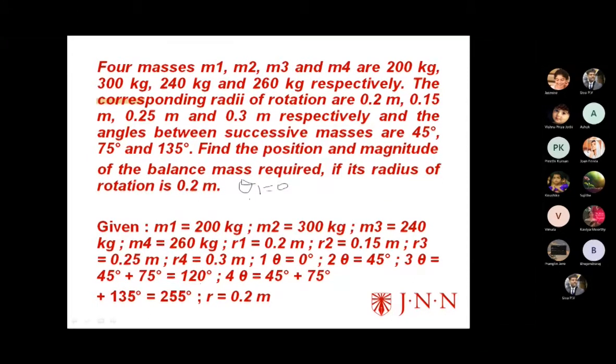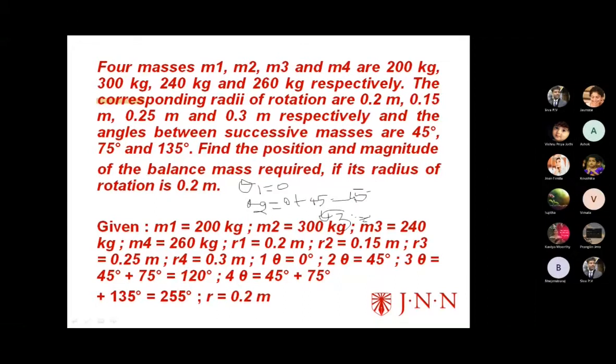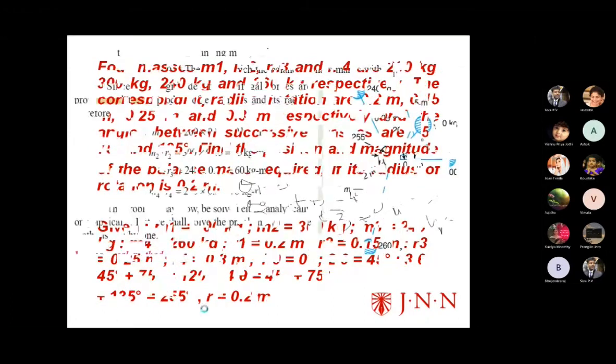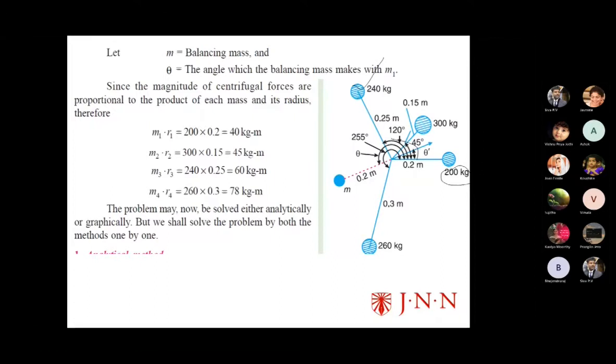θ1 equal to 0. θ2 equal to 0 plus 45 equal to 45. And now θ3 equal to 0 plus 45 plus 75. Similarly, θ4 equal to 0, 45, 75 plus 120, 135 equal to 255. These are the concepts. Now, M equal to balancing of masses.